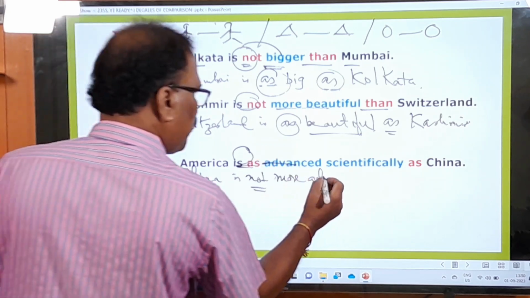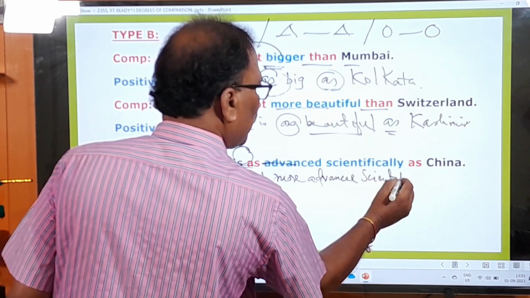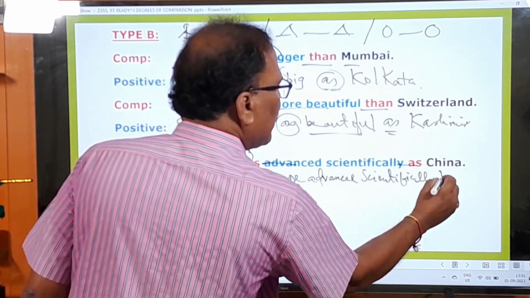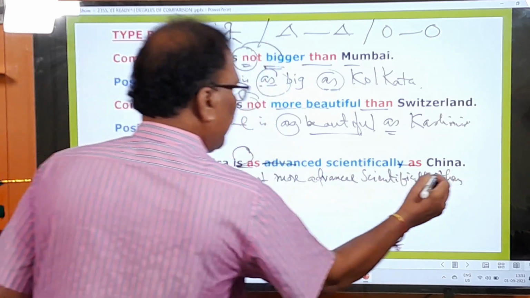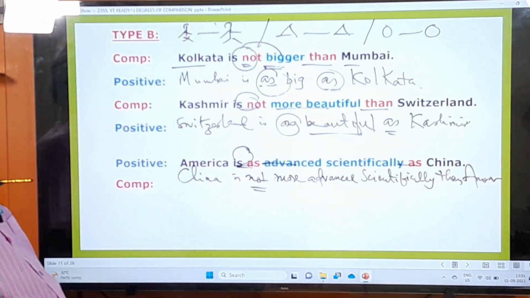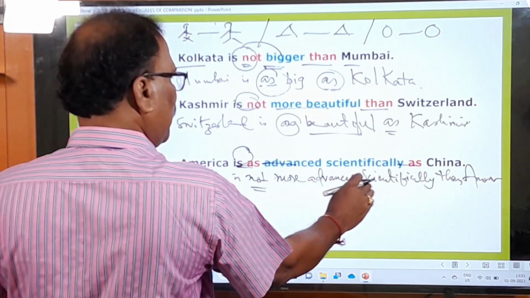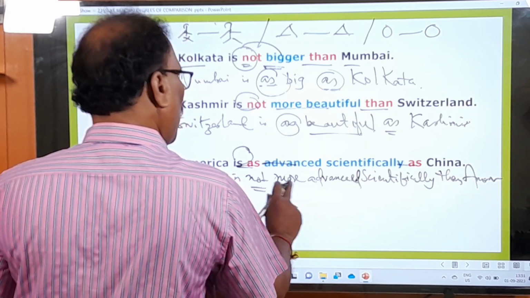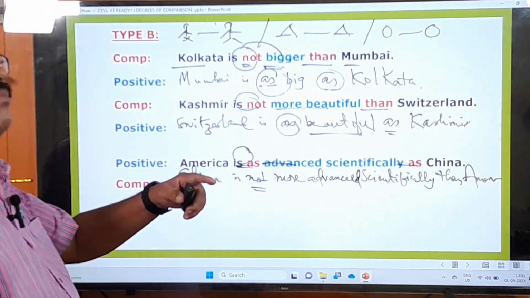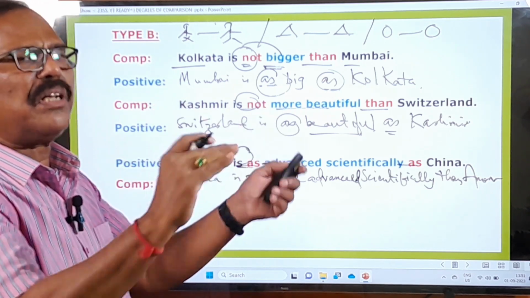Now turn it into comparative. More advanced scientifically, instead of as, than. What should we use? America. China is not more advanced scientifically than America. China, America కంటే మరింత శాస్త్రీయంగా అభివృద్ధి చెందినది కాదు. మరింత కాదు అంటే రెండు సమానమే.